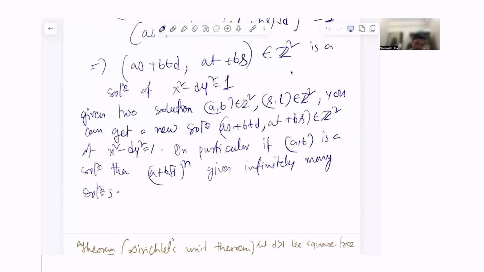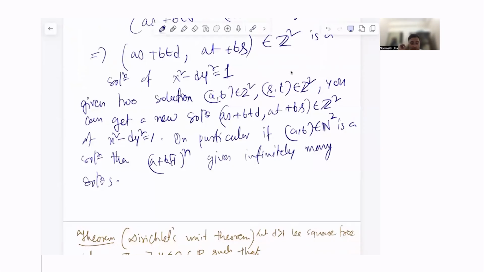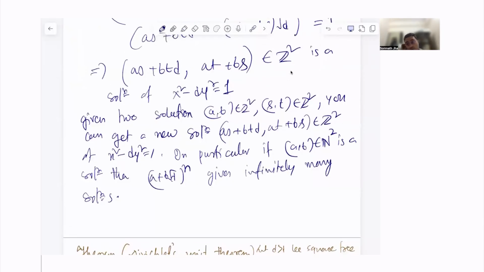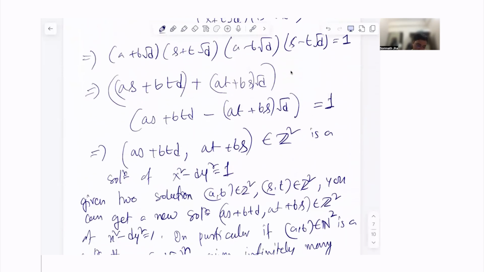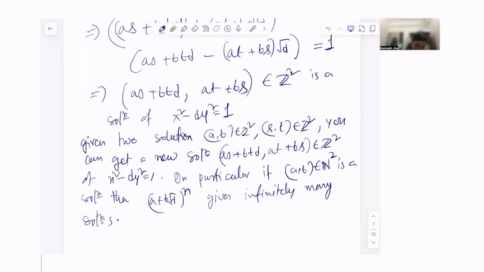So let's say (a, b) is a solution. Let's take a positive, non-trivial solution. For example, x is 1 and y equal to 0 is always a solution, or x is minus 1, y is 0 is a solution. If there is a negative solution, then you can change x to minus x and y to minus y, and that will also be a solution. So just composing them like this.